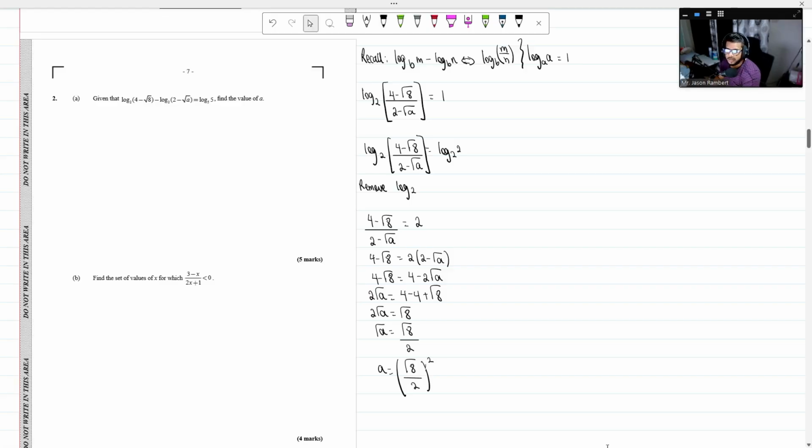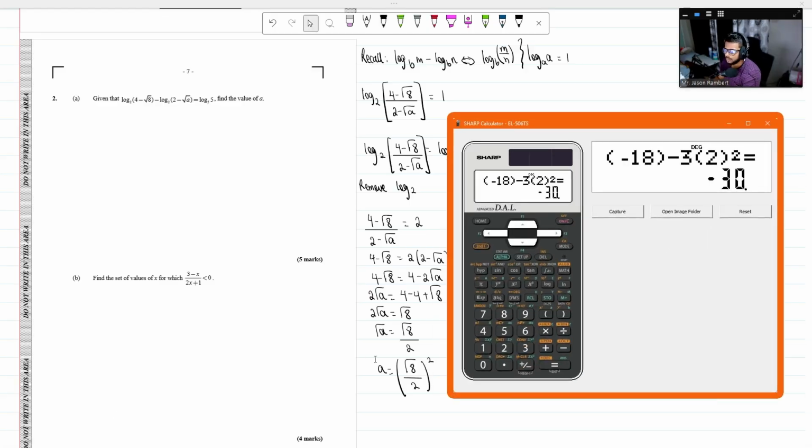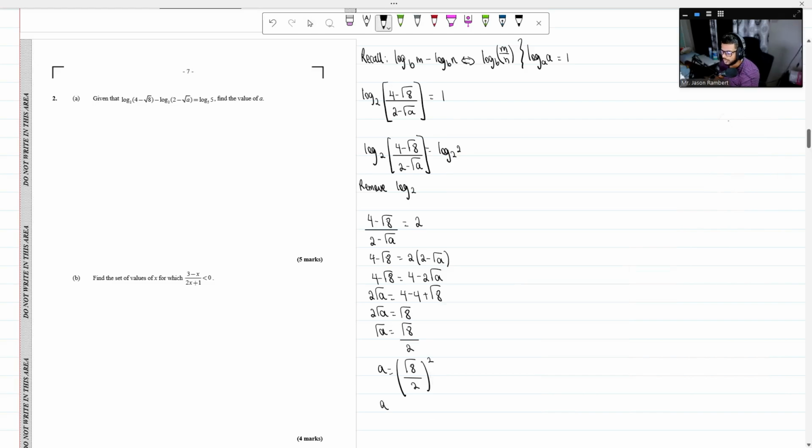I'm making sense to all, right? Root 8 divided by 2, that squared, is 2. So I get a is 2.